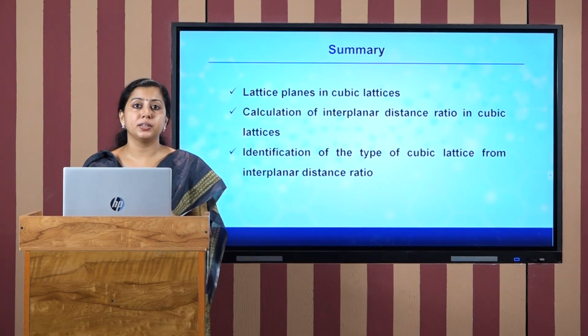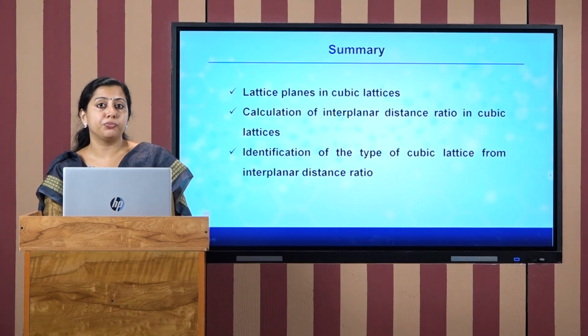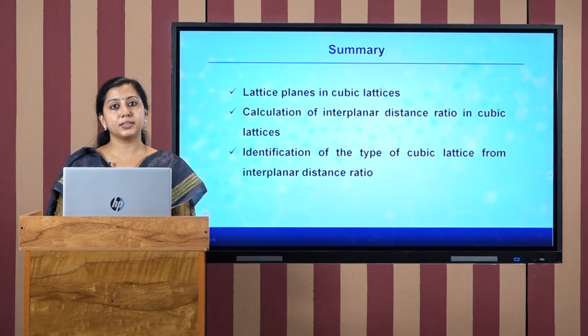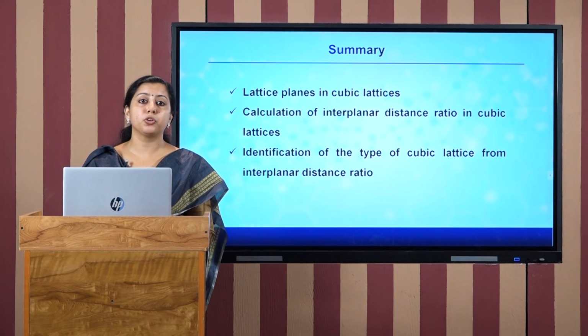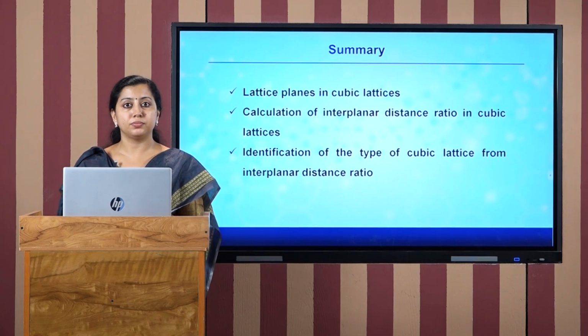So, in this session, we have seen different types of lattice planes in the 3 types of cubic lattices, namely simple cubic or primitive cubic, body centered cubic and face centered cubic. We have also seen how to calculate the interplanar distance ratio in these 3 types of lattices and how to identify the type of the cubic lattice from the interplanar distance ratio.